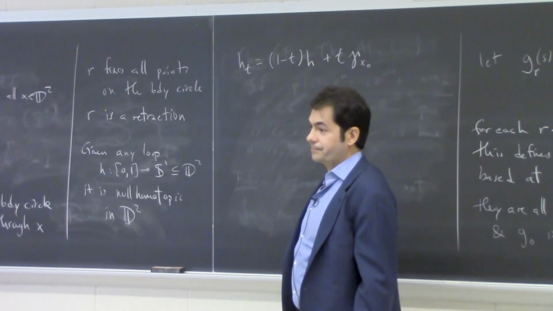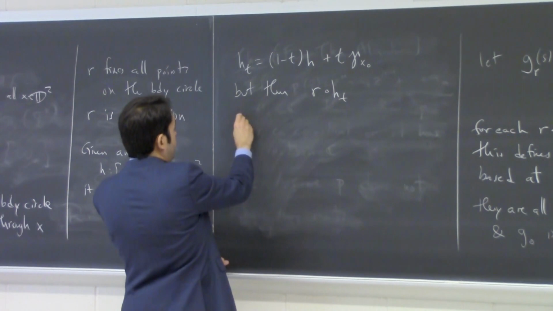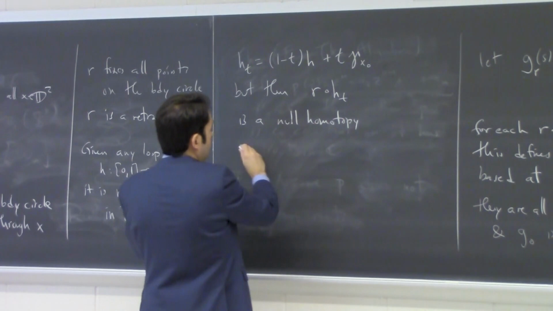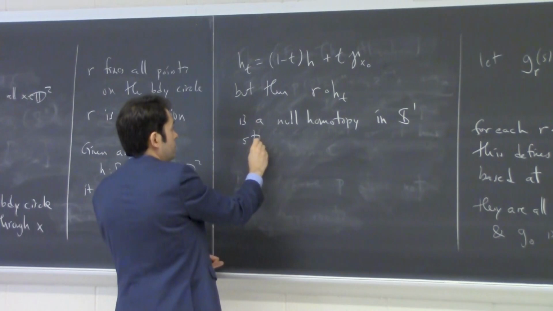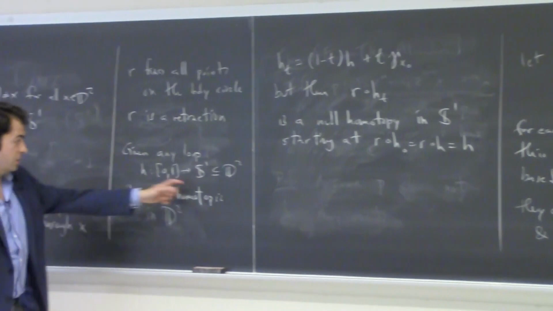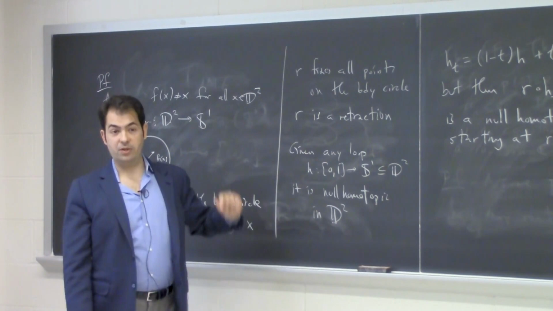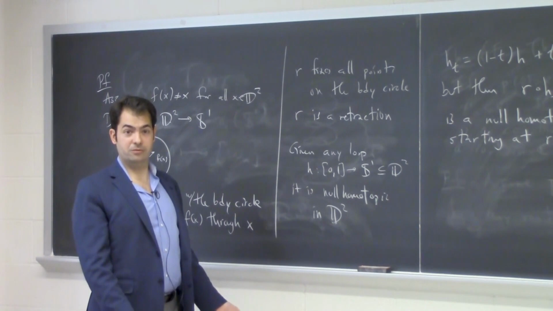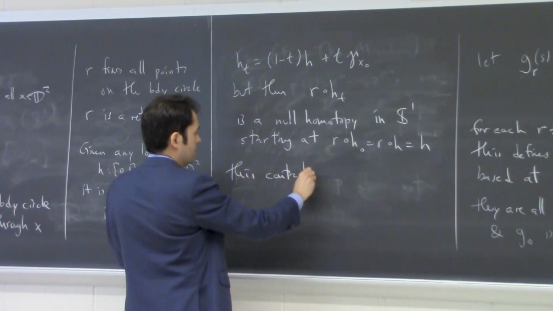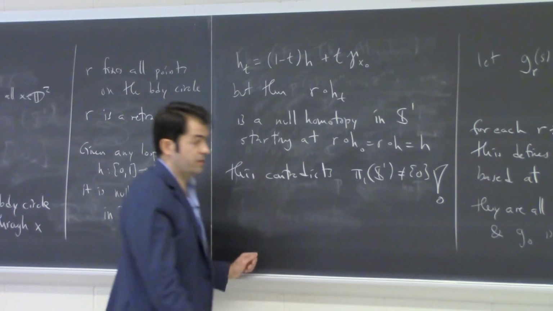Okay, but then r composed with h sub t is a null homotopy in the circle starting at r composed with h naught, which is r composed with h, which is just h, because h takes values in the circle, and r is the identity on the circle. Right? So what we've done is we've taken an arbitrary loop on the circle, and we've shown that it's null homotopic, right? But that's not true, because the fundamental group is not trivial, right? So this contradicts that, so we've reached a contradiction, and that finishes the proof. Our initial assumption must have been wrong, because we do allow the law of excluded middle.